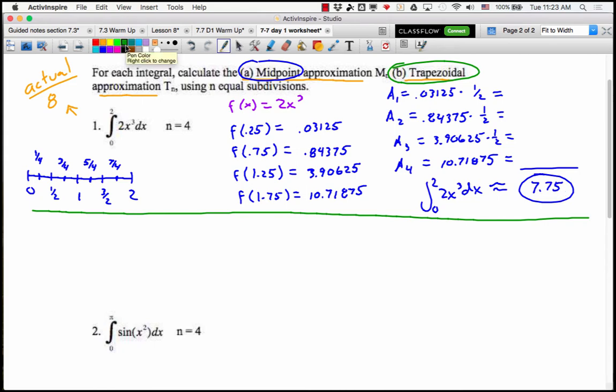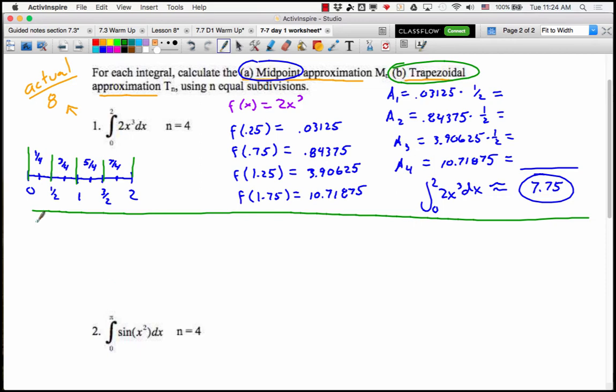Alright, let's try the trapezoid. What happens in the trapezoid, we've got the same number line going. The distance between the trapezoids is still going to be half. So it's 0 to half, half to 1, 1 to 3 halves, and then 3 halves to 2. But this time we're going to have to calculate our heights here and here for our first trapezoid, here and here for our second trapezoid, here and here for our third trapezoid, here and here for our fourth trapezoid.